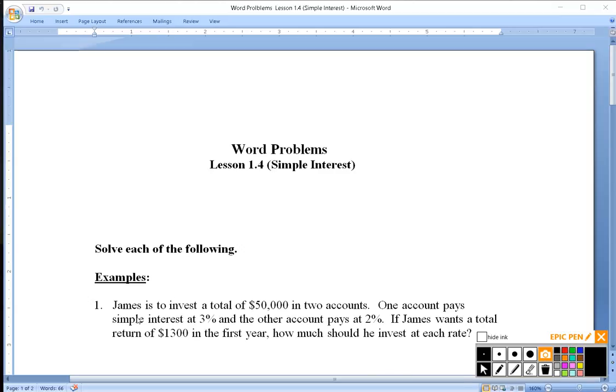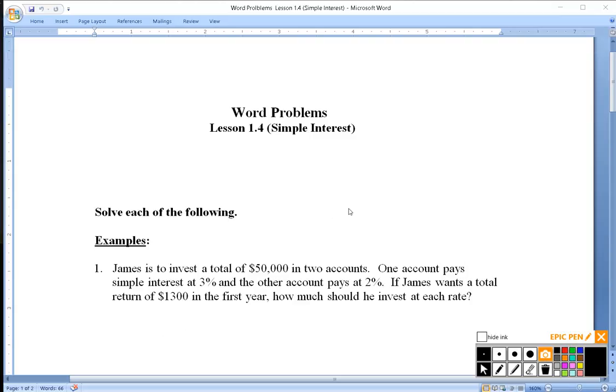So here's a problem. James is to invest a total of $50,000 in two accounts. One account pays simple interest at 3% and the other pays at 2%. If James wants a total return of $1,300 in the first year, how much should he invest at each rate?